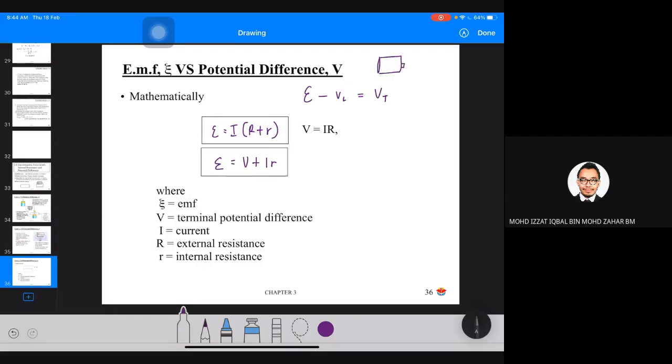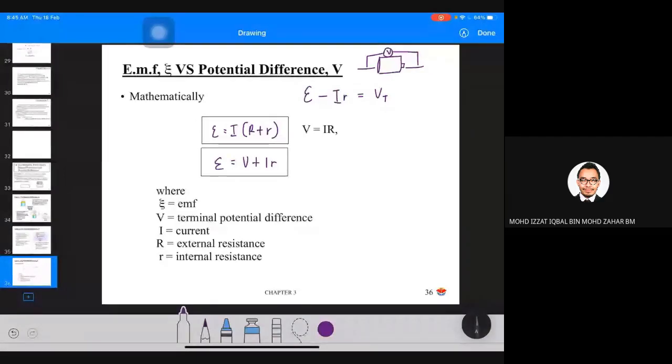So if that one is capital R, then I can write this one with epsilon minus Ir equals to I capital R. So I can rearrange this one and it will look something like this. Epsilon equals to IR plus Ir. If I factor the I, then I will get the exact formula of this one.